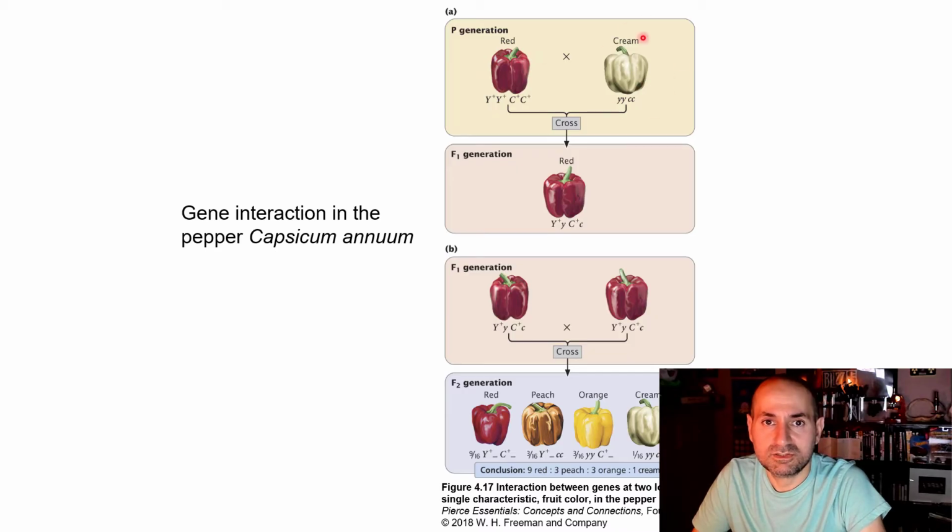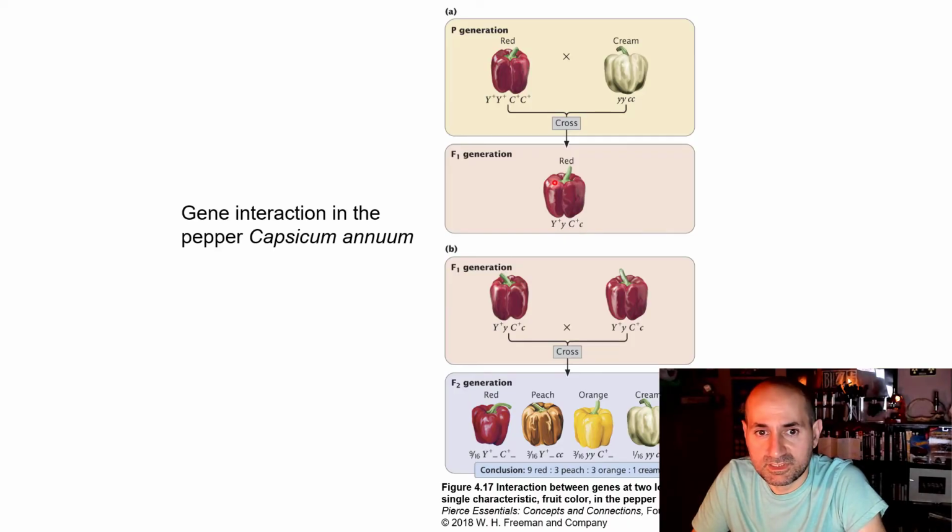And the cream color pepper, the reason it's cream color is because it's missing both of those pigment genes, or pigment producing genes, I should say. Now, when you cross the cream color pepper with the red pepper, you're going to see 100% red phenotype in the F1 generation. That's because these are hybrids, but they all have the capital Y and the capital C, so all of the offspring are going to be red because of the gene interaction between Y and C.